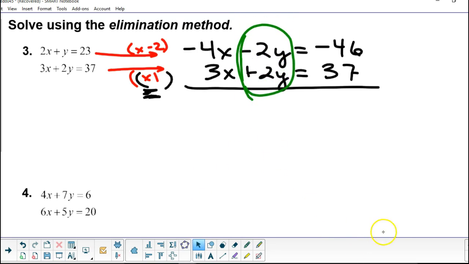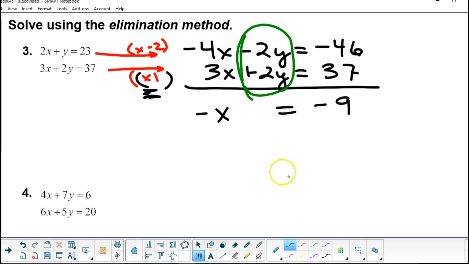They're going to cancel each other out. -2y and +2y will make the y's be eliminated from this problem. So as we combine everything, we take -4x plus 3x. That's going to give me -x. And -x is equal to -46 plus 37. I believe that's going to be -9. So we find that -x is equal to -9. That means +x is equal to +9.